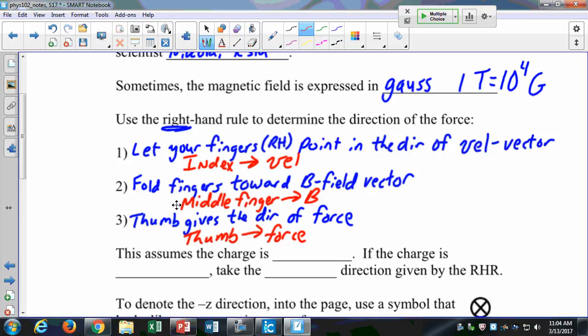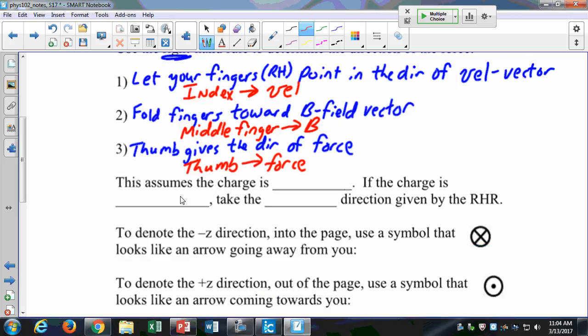Right, we'll do a bunch of examples. You'll get to practice in class today how to use this right-hand rule. We're actually going to see three applications of the right-hand rule, and later after we see them, I'll write them all down so that you'll see them all together. The first two are basically the same, and then the third is quite a bit different. This assumes the charge is positive.